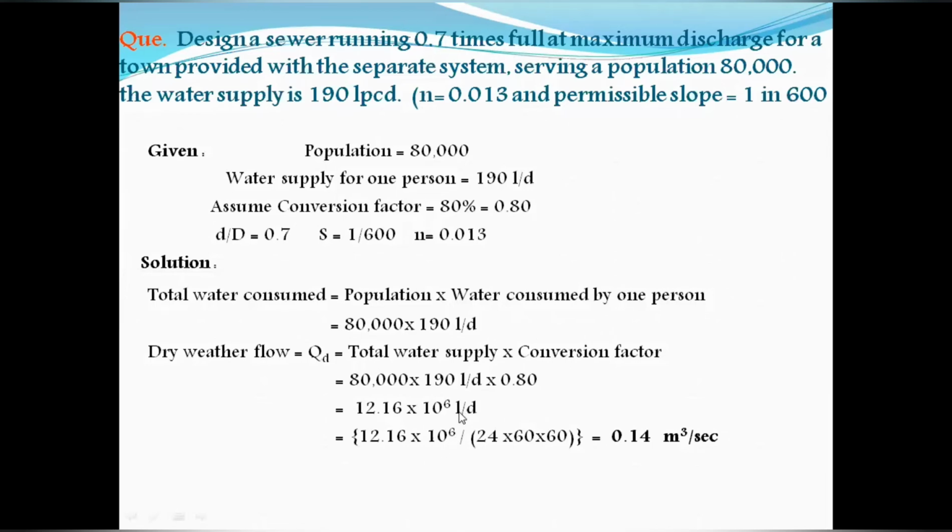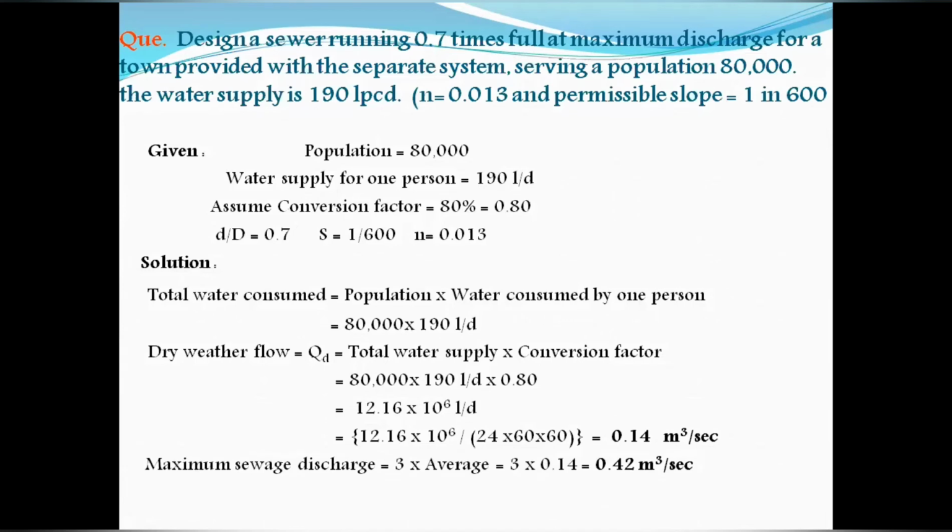That is, 1 liter is equal to 10 raised to minus 3 meter cube, and for the conversion of day into seconds, in 1 day there are 24 hours, in 1 hour there are 60 minutes, and in 1 minute there are 60 seconds. Hence the total conversion factor of day into second is 24 into 60 into 60. After putting all these values, we get the dry weather flow as 0.14 meter cube per second.